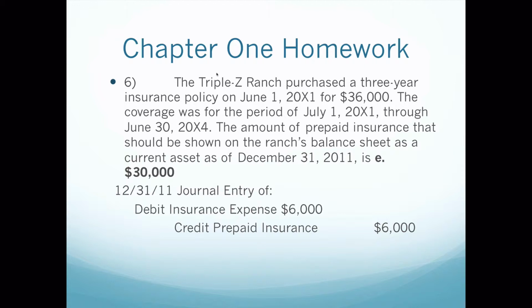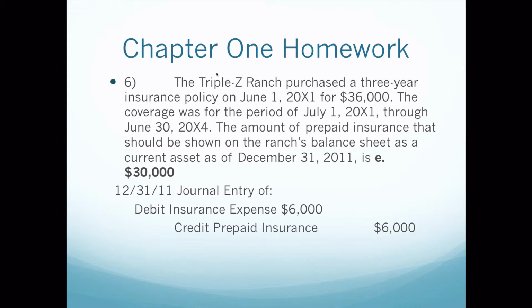So on June 1st of 2011, we'll call it, we bought a $36,000 3-year insurance policy. And it covered us from July 1st of that year through June 30th, 3 years later of 2014. And then the amount of prepaid insurance that should be shown on the ranch's balance sheet as a current asset as of December 31st is $30,000. And what happens is at the year end, we do a journal entry to debit insurance expense of $6,000 and credit prepaid insurance of $6,000.